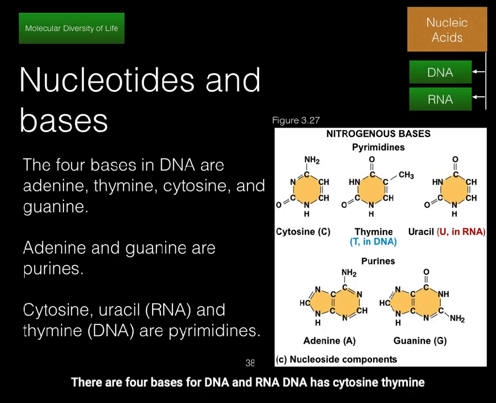There are 4 bases for DNA and RNA. DNA has cytosine, thymine, adenine, and guanine. RNA has cytosine, uracil, adenine, and guanine. Based on structure, these bases can be divided. Cytosine and thymine and uracil are pyrimidines, and adenine and guanine are purines. As we look at the secondary and tertiary structures of DNA and RNA, these classifications of pyrimidines and purines will be necessary to understand.